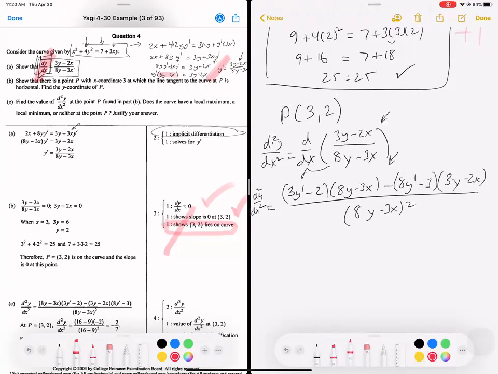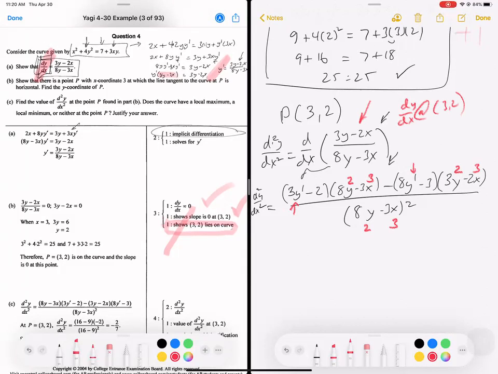Now, let me write this in a different pen. We know y is a 2. We know x is a 3. What is y prime, though? Well, y prime was this equation here. So we would have to find dy over dx at 3, 2.